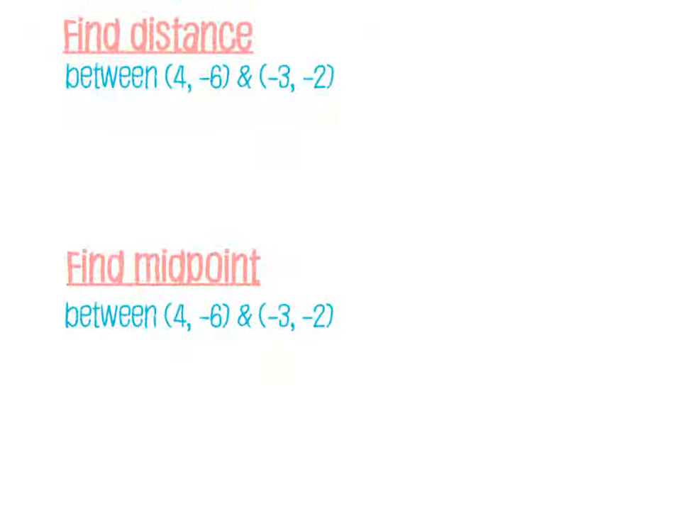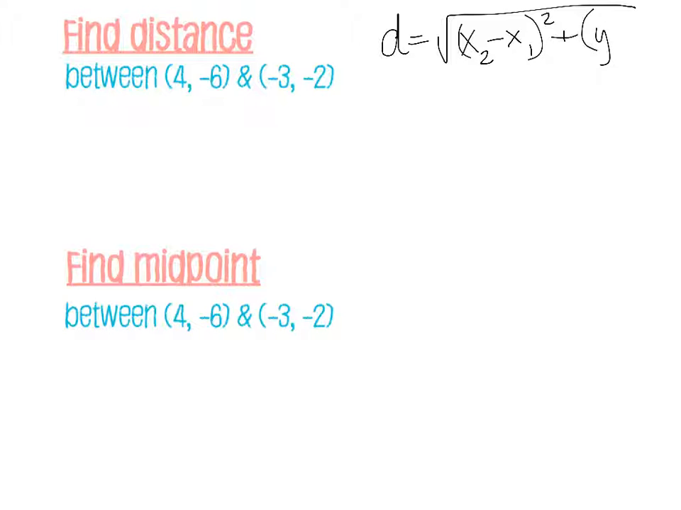A couple of the other formulas that you're going to want to remember are the distance formula and the midpoint formula. Distance: big square root, x2 minus x1 squared plus y2 minus y1 squared. Let's use that with these two points. I'm looking for the distance between these two. We just start plugging in numbers.